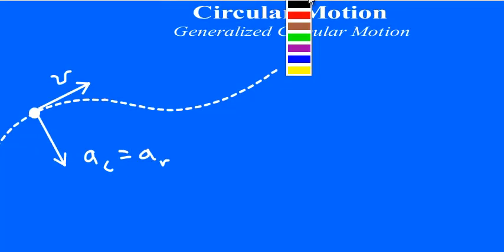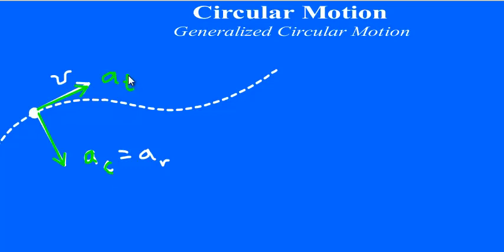So let's switch colors here. We're going to call that tangential acceleration. I'm going to draw an arrow right on top of the velocity arrow, and I'm going to label it AT for tangential acceleration. Maybe just to be consistent, let's come back here and make that green as well, just to separate the acceleration from the velocity.